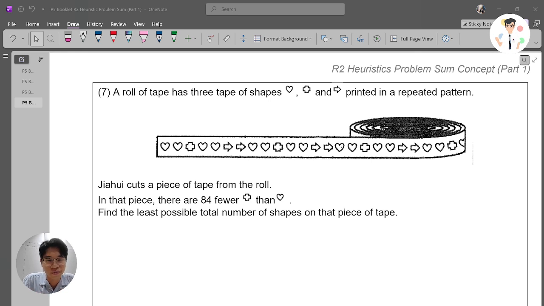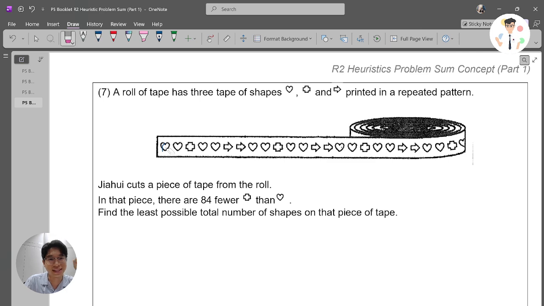Question 7. A row of tape has 3 types of shapes. I have a heart shape, I have a cross shape, and I have an arrow shape printed in a repeated pattern. So what happened, as you can see, it started with this heart shape, then it moved on, and I have a big row here.